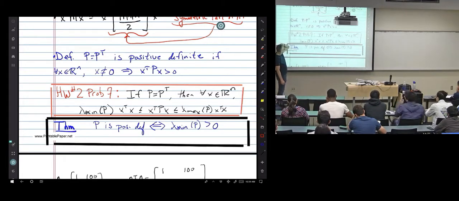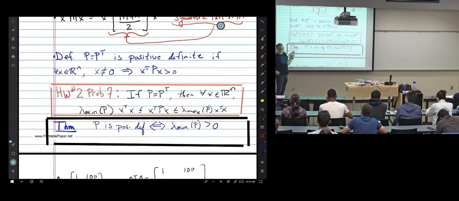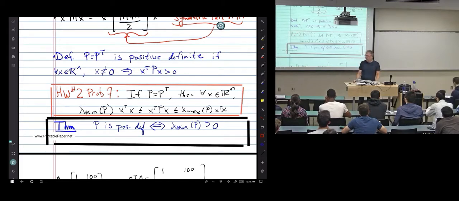This bound is very nice, but calculating eigenvalues for large matrices is extremely expensive. It's n cubed in the size of the matrix. So if your matrix is 5 by 5, no big deal. If your matrix is 100 by 100, it's a really, really slow process to calculate eigenvalues. So we're going to develop today a better way to check positive definite.